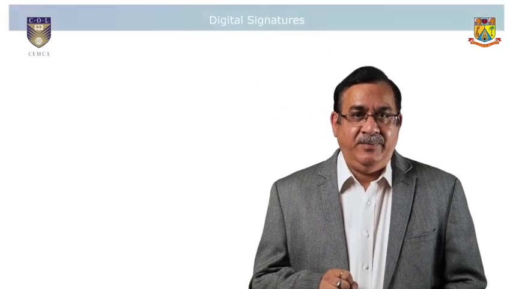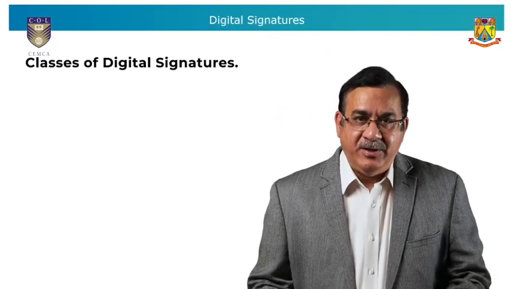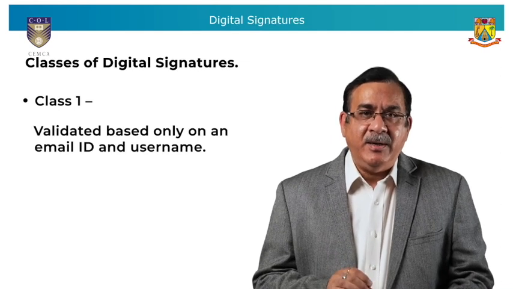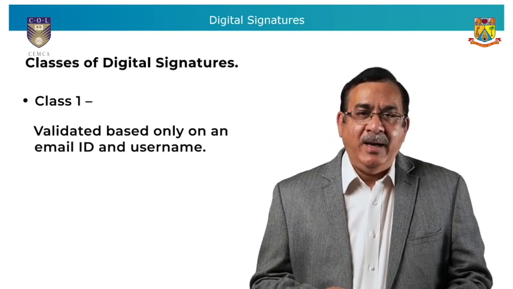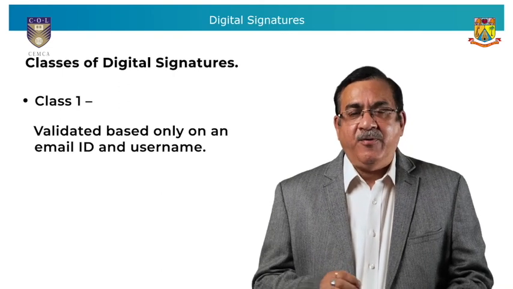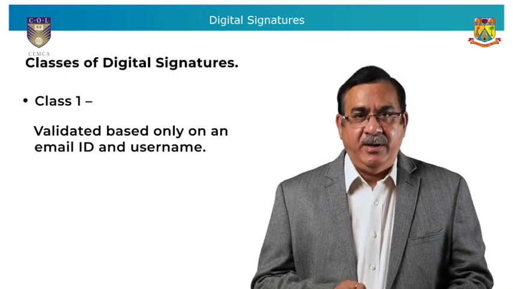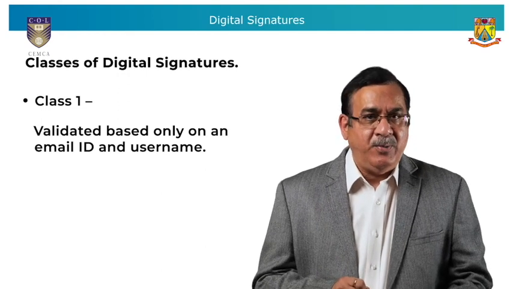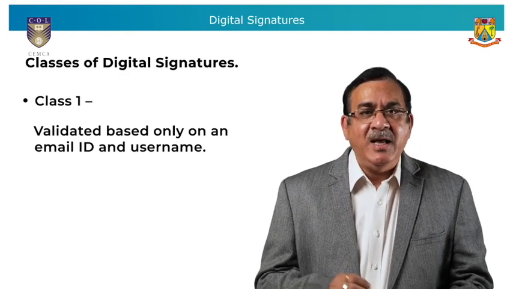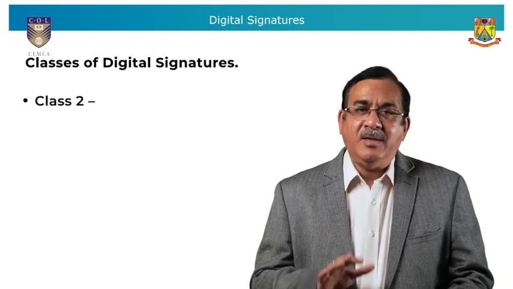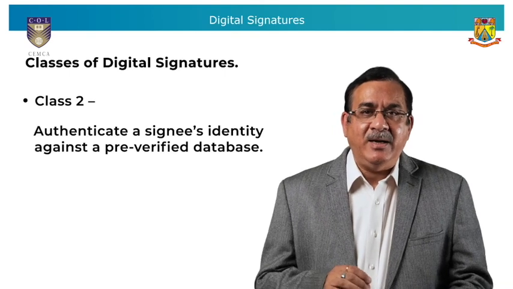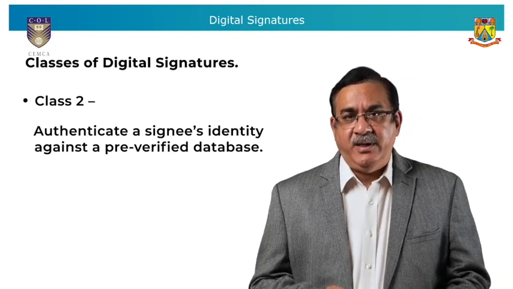Answer is yes. What are they? There are three different classes of digital signatures. Class 1. Class 1 signatures are validated based only on an email ID and username and provide a basic level of security. They are used in environments with a low risk of data compromise and cannot be used for legal business documents. Class 2. Class 2 digital signatures authenticate a signee's identity against a pre-verified database.